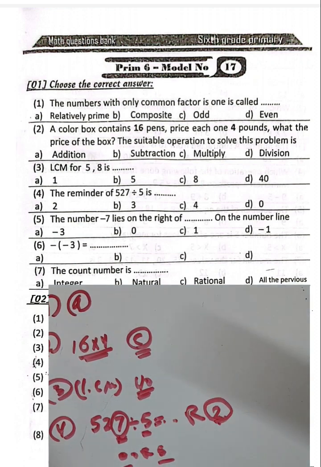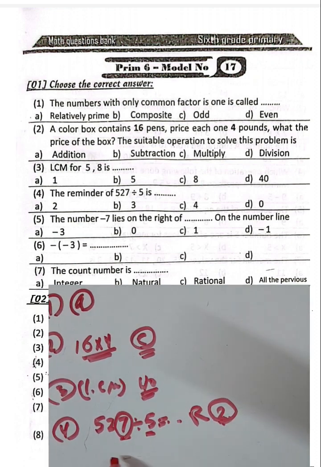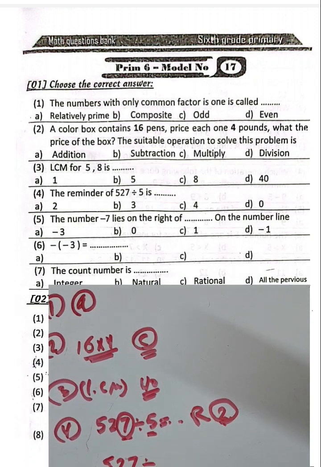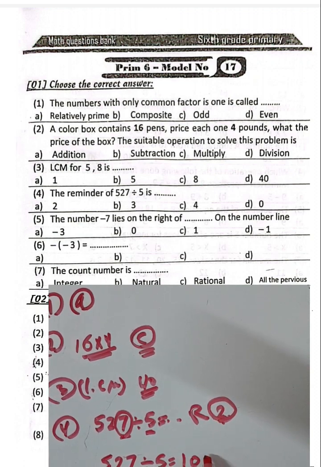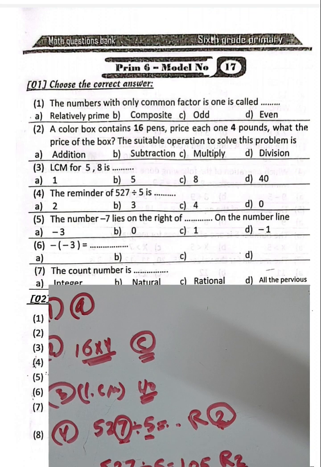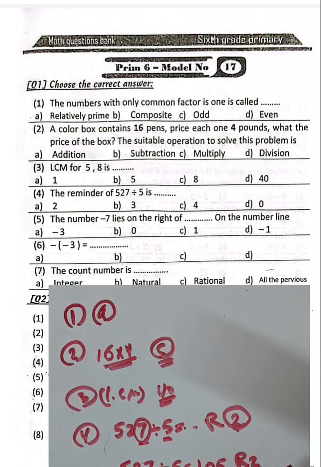Or you can solve this example by using long division. Write 527 divided by 5. 5 divided by 5 is 1, and 2 divided by 5 we can't do. 27 divided by 5 is 5, and the remainder is 2. Okay, you can use the rule or use division to find the result.